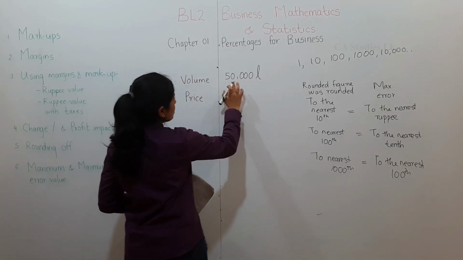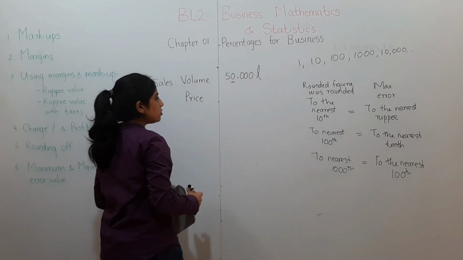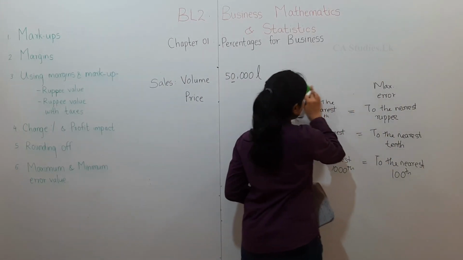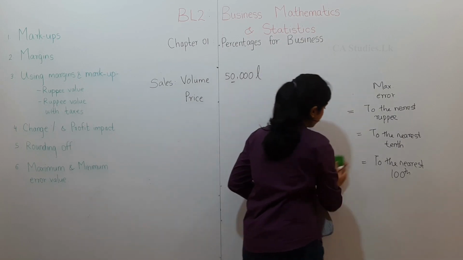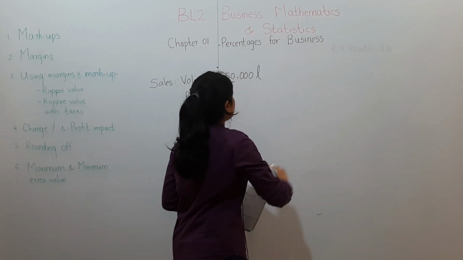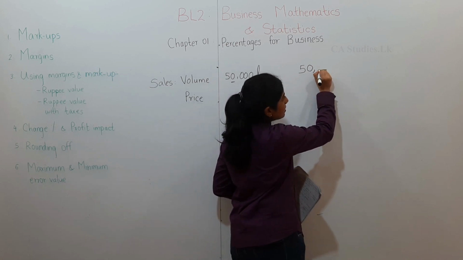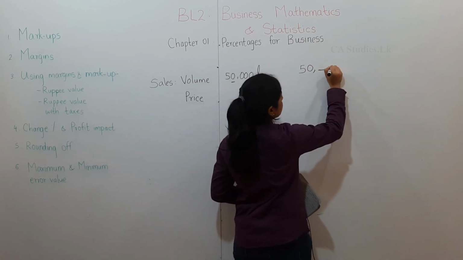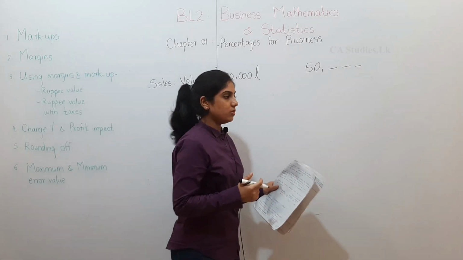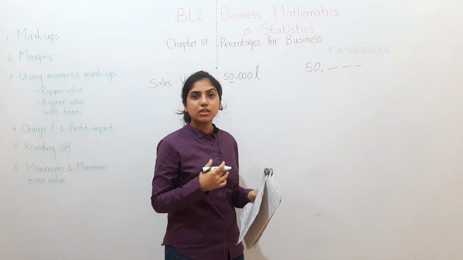Now to make this 50,000, what should have been the error? What should have been the rounded figure? Now this is the rounded figure, no? So 50,000. Something should be there, and then this with that it goes. So these 3 blanks we have to fill. Now we know that they gave the 50,000 by rounding it off to 1000 liters.